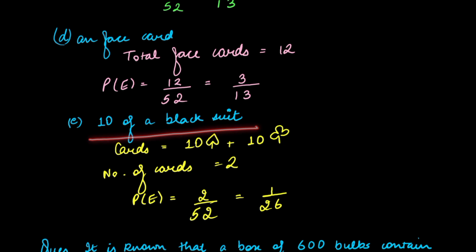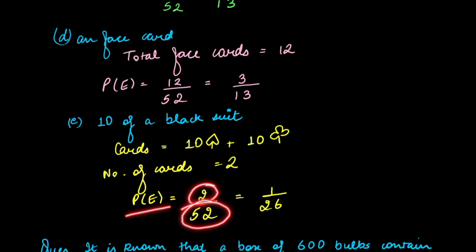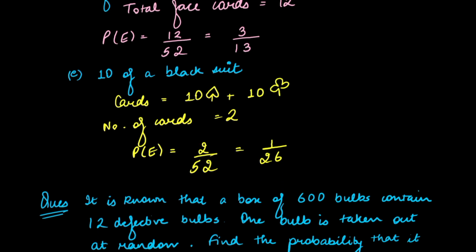Now 10 of black suit. Now black suit, there are 2 black suits, club and spade. 10 is there in both of them. 10 is there in club, 10 is there in spade. So there are total 2 cards that are desirable in this condition. That is, the probability is 2 divided by 52, that is 1 by 26.